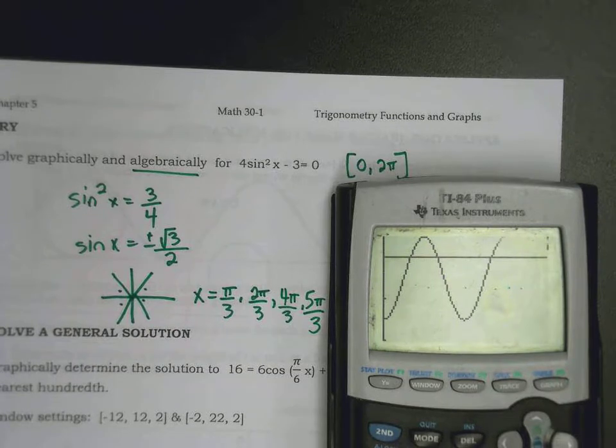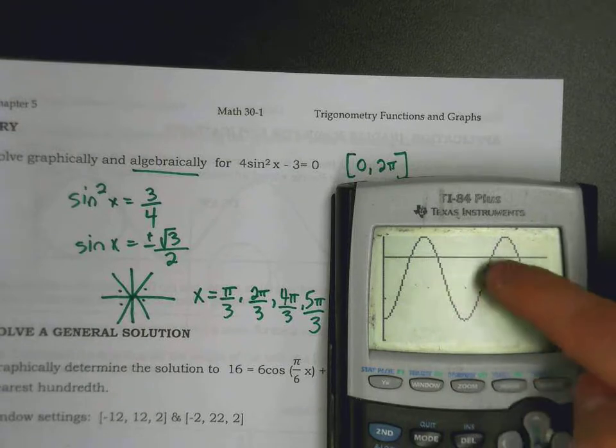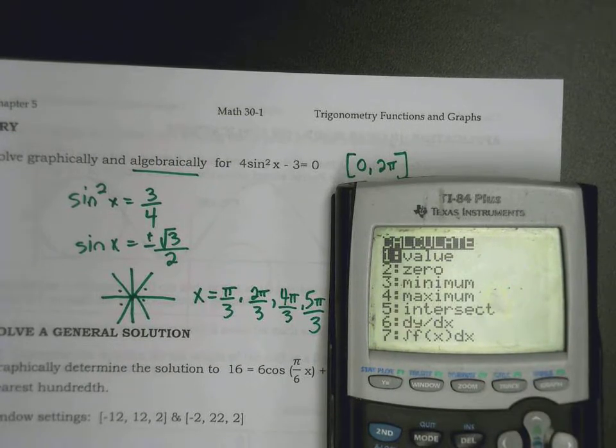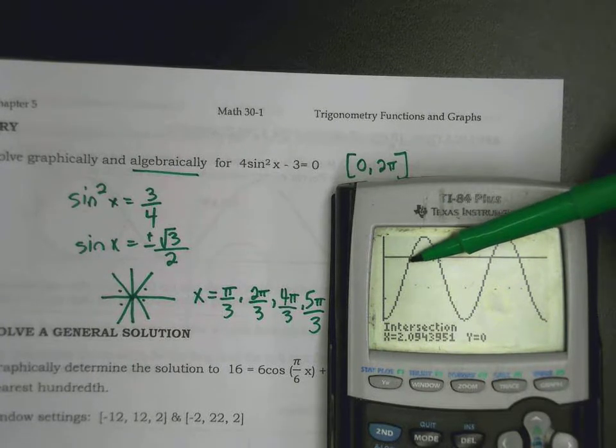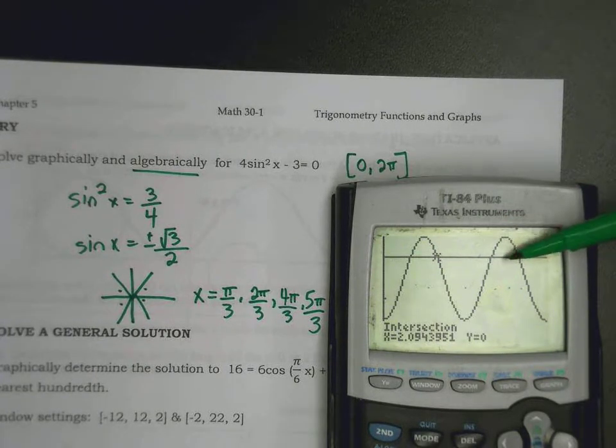When does this intersect 0? We've got 4 answers, 1, 2, 3, 4. Second trace, number 5, intersect. First curve, second curve. And I'm going to get our second answer, 2 pi over 3. What's it going to say? 2 pi over 3. About 2.094 radians. That is a limited answer. Now, this is your pi over 3, 2 pi over 3, 4 pi over 3, 5 pi over 3. Things are not as symmetrical.